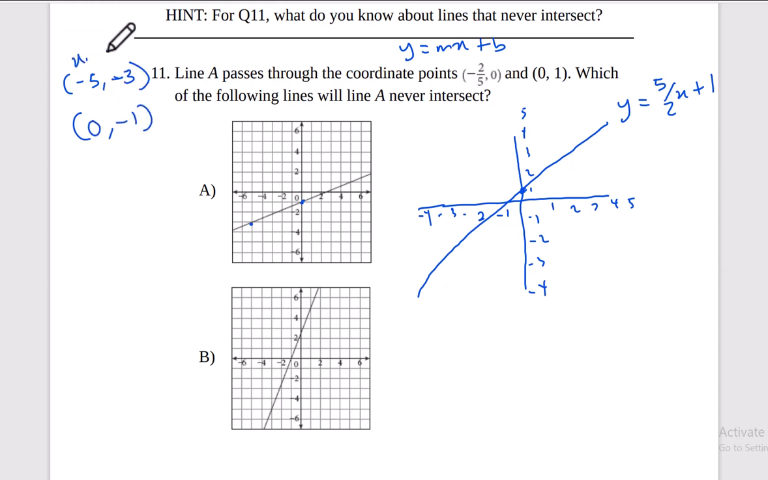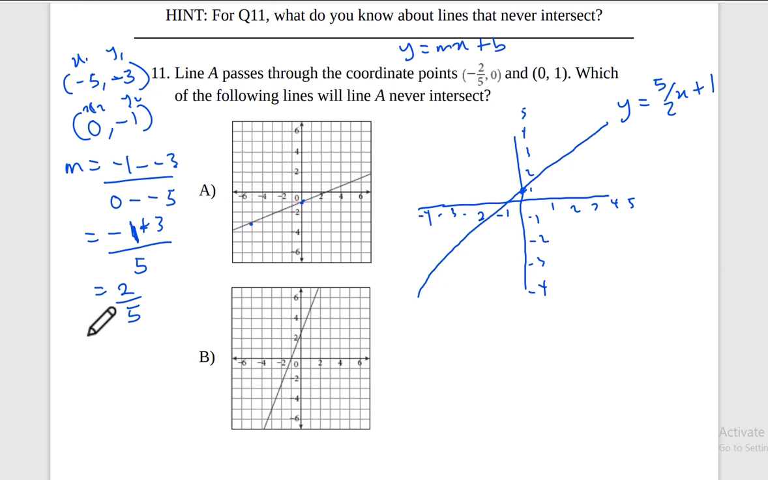So x1, y1, x2, y2. Let's find the slope. y2 is minus one, and y1 is minus three, so minus one minus minus three, all over x2 is zero minus minus five. This becomes minus one plus three, all over five, because it is minus minus. Minus one plus three is two, so two over five. Is that the slope we have here?